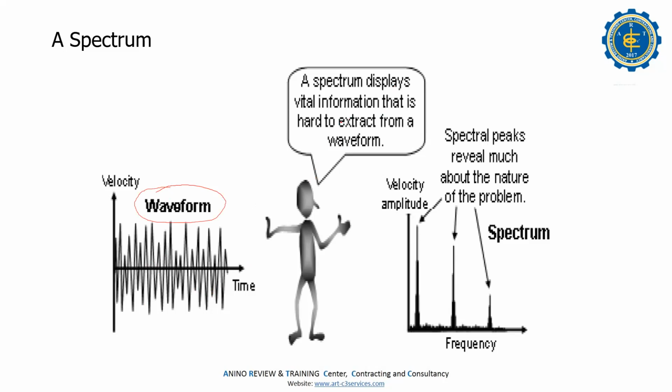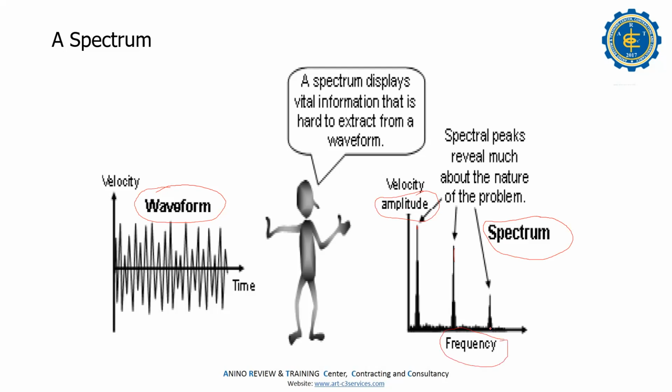The spectrum displays vital information that is hard to extract from a waveform. So, velocity amplitude and spectral peaks reveal much about the nature of the problem. This is called the spectrum: amplitude and frequency.